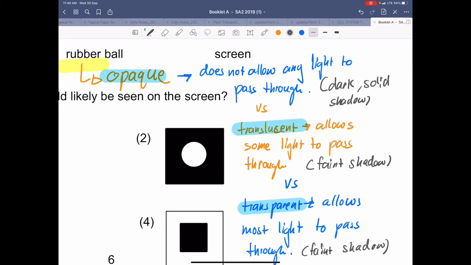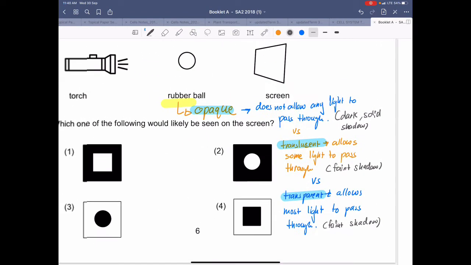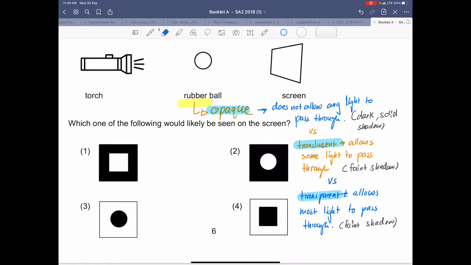Just look at your bottle of hand sanitizer. A very faint shadow will be formed. Even with your glass windows, you can sometimes see a very faint shadow forming. Okay? Now, this question is asking you what will be formed. What will you see on the screen?